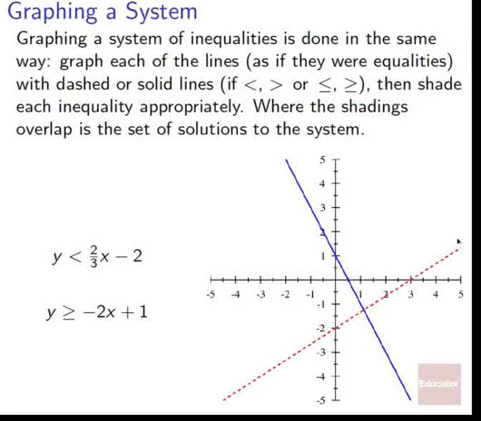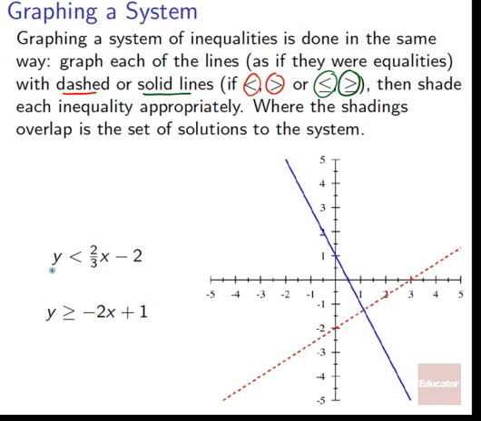All right. So if you're graphing a system of inequalities, you do it in the same way. You graph each of the lines as if they were equalities, and you use a dashed line if it is a strict inequality, less than or greater than, and you use a solid line if it is a non-strict inequality, less than or equal to or greater than or equal to. Then you shade in each inequality appropriately, and the shadings overlap. Wherever the shadings overlap is the set of solutions to the system. So let's see how that would work out here.